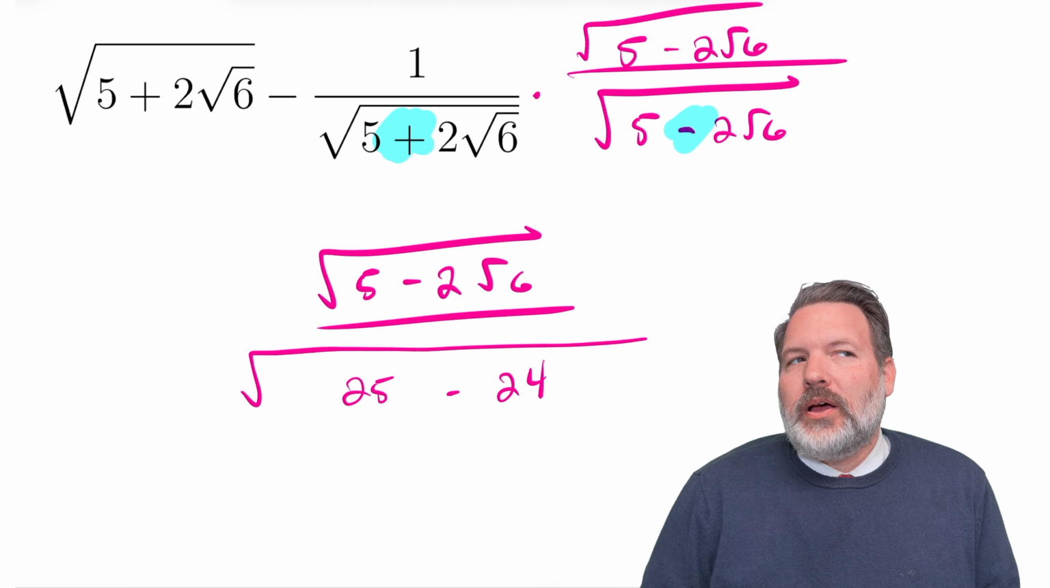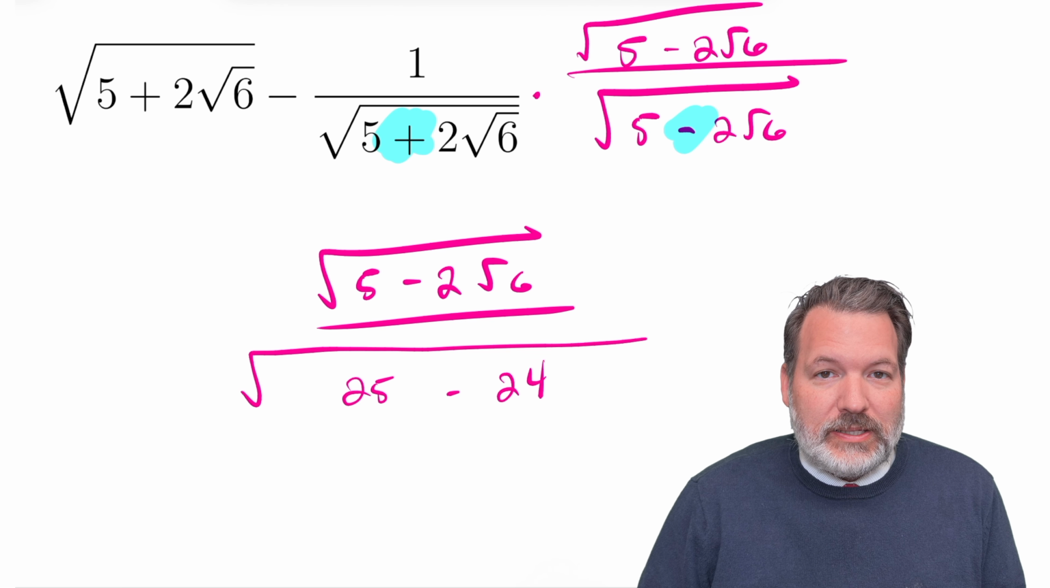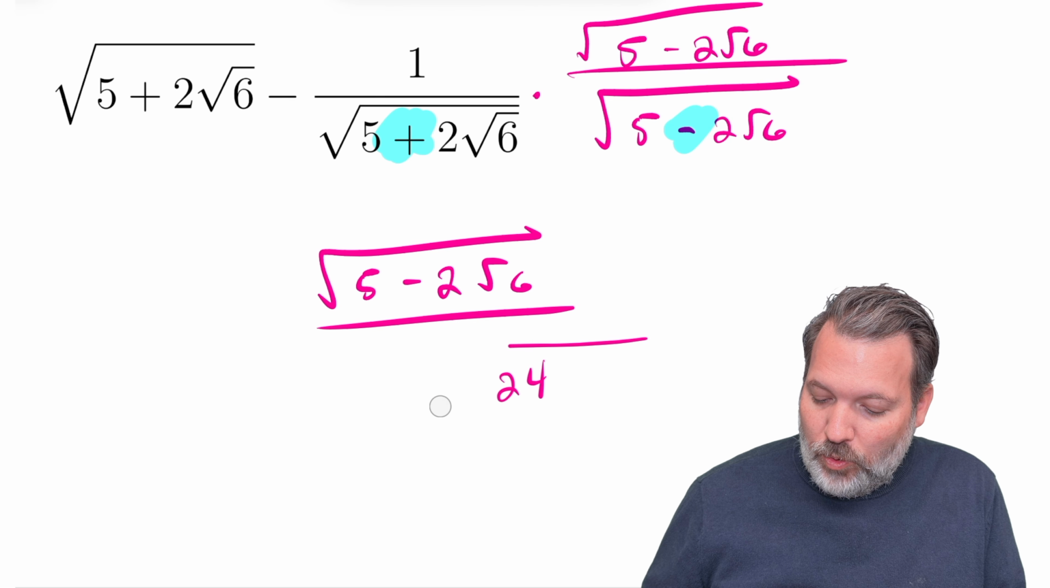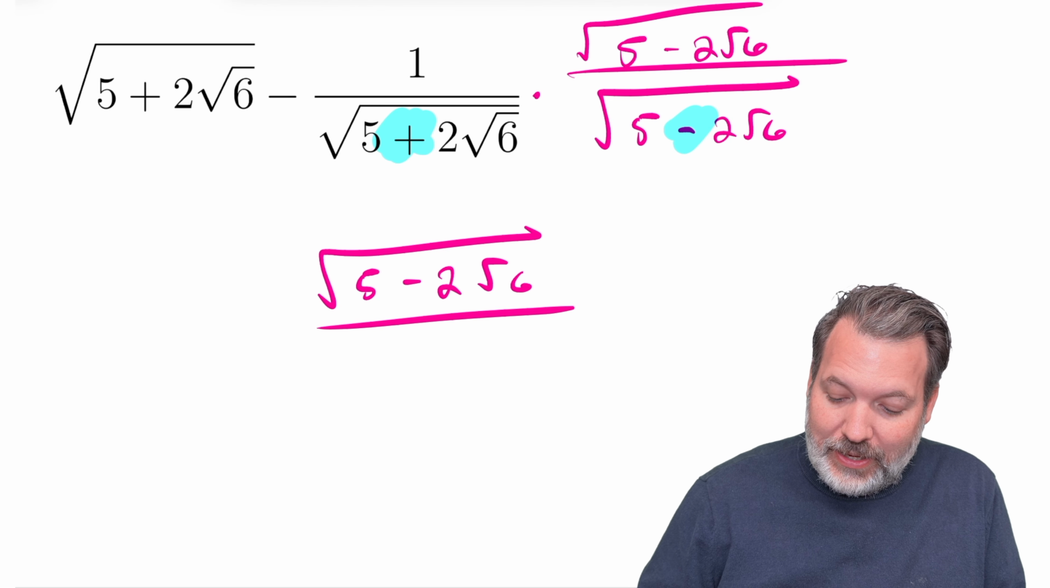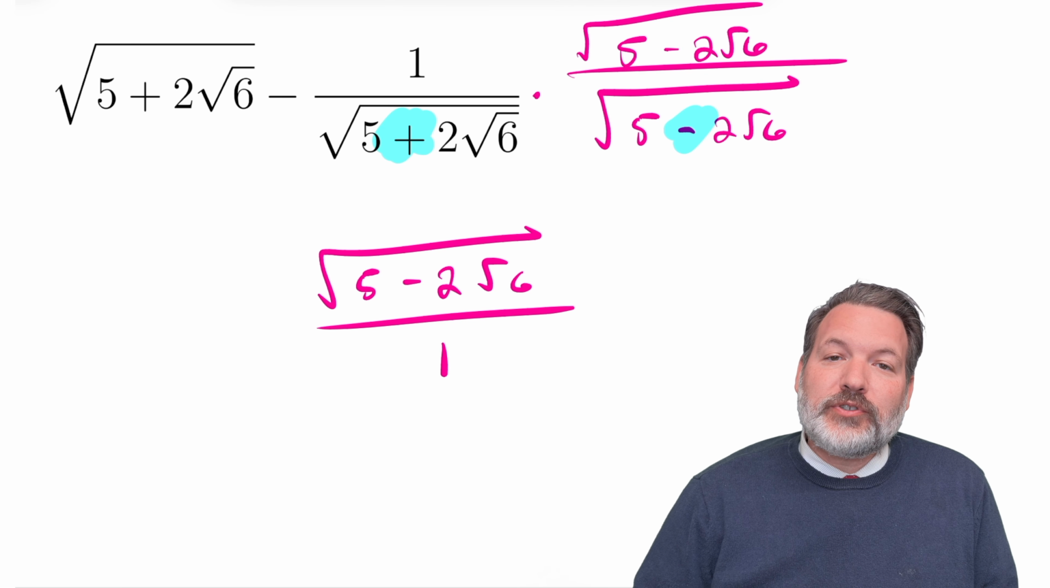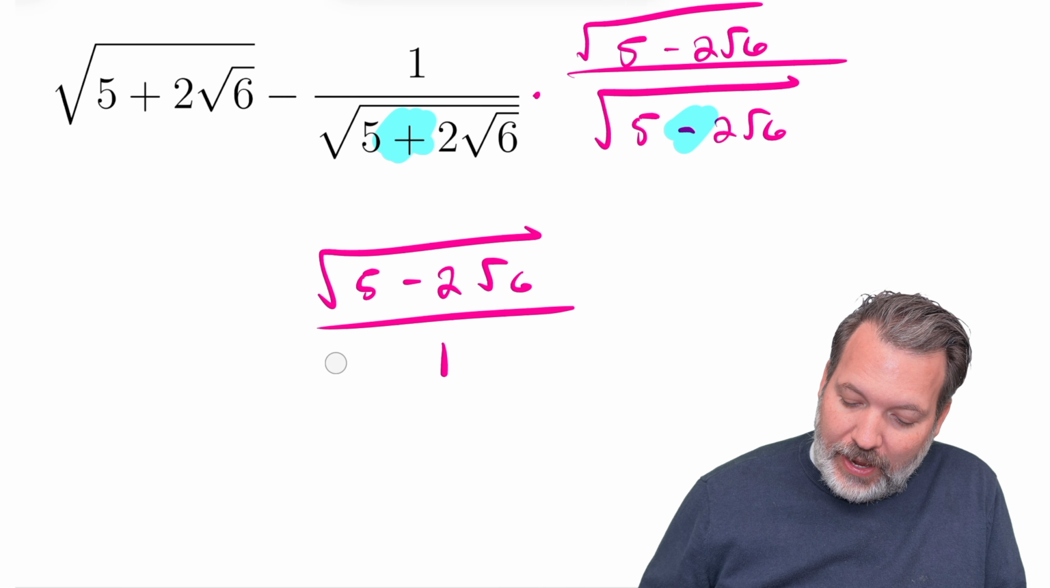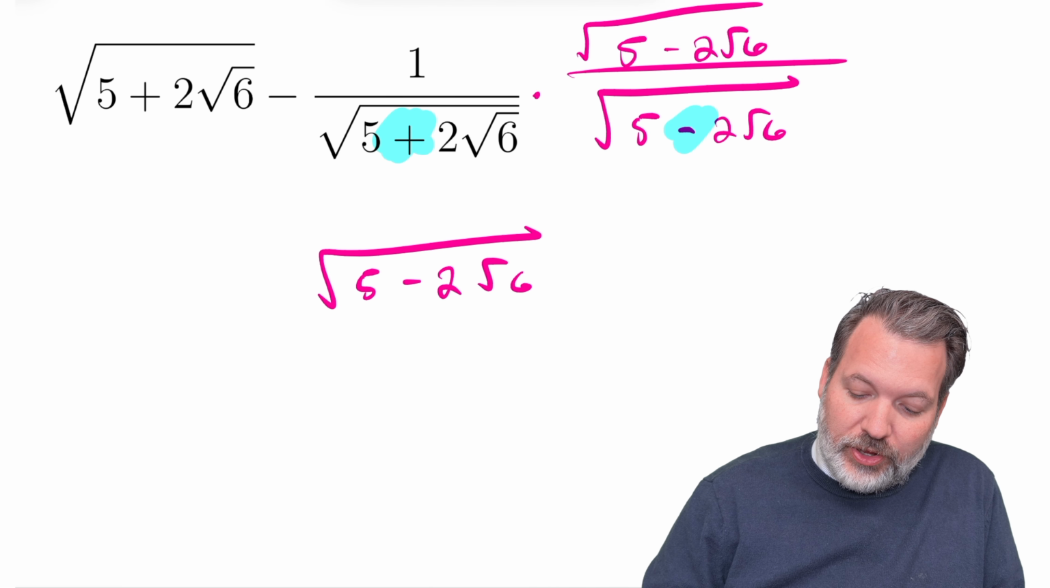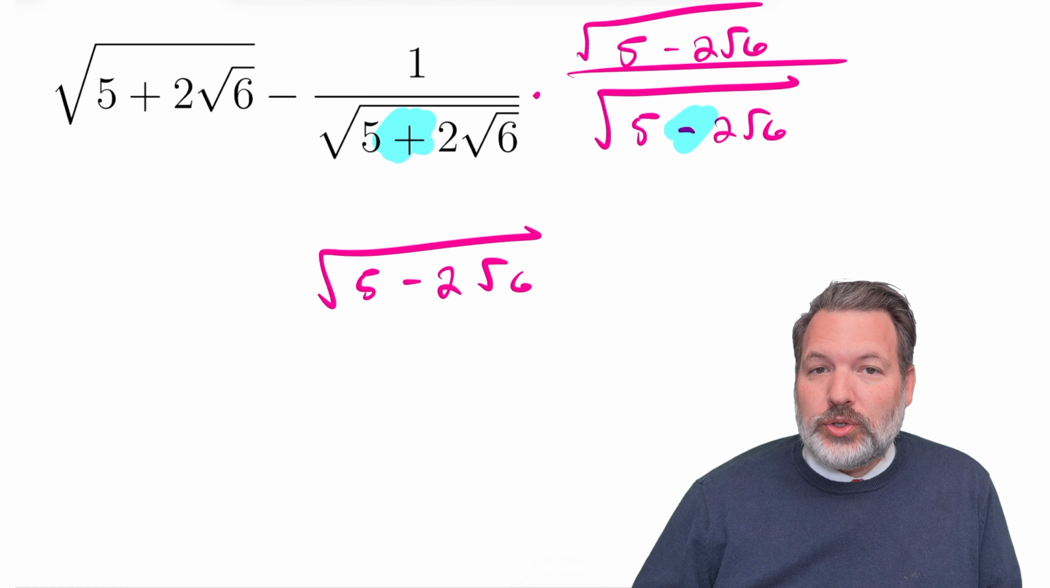And so now I notice, oh, this simplifies quite nicely. 25 minus 24 is 1, and of course the square root of 1 is 1 itself. So in fact, after rationalizing that second fraction, I can see that the whole thing works out to the square root of 5 minus 2 root 6.